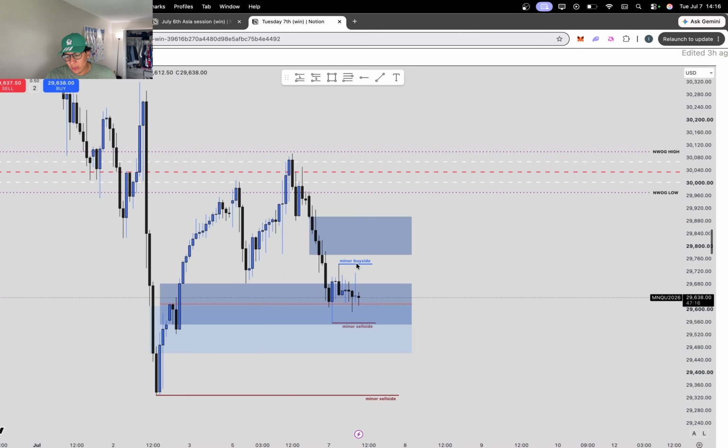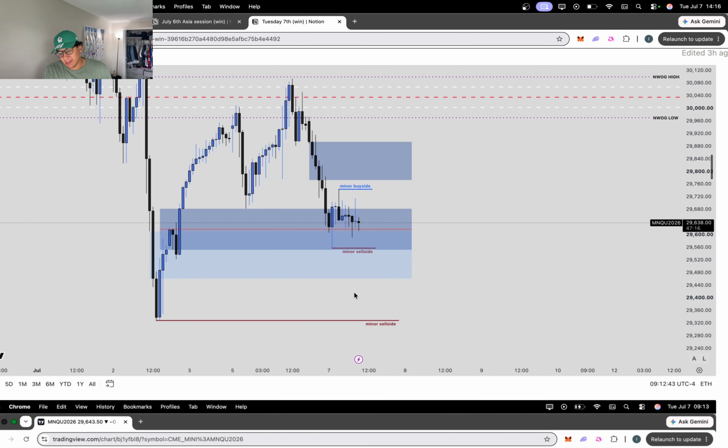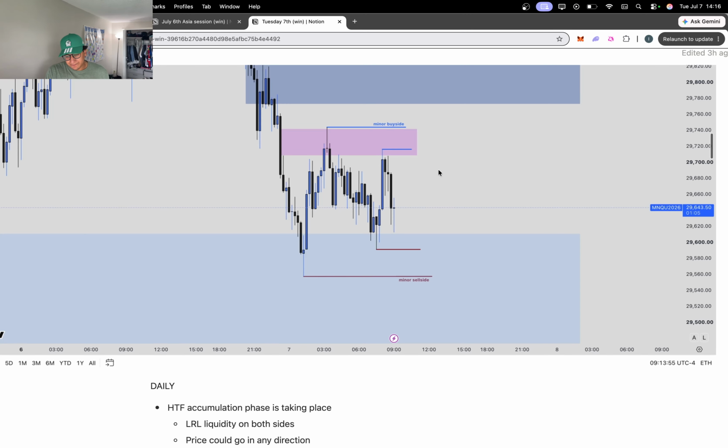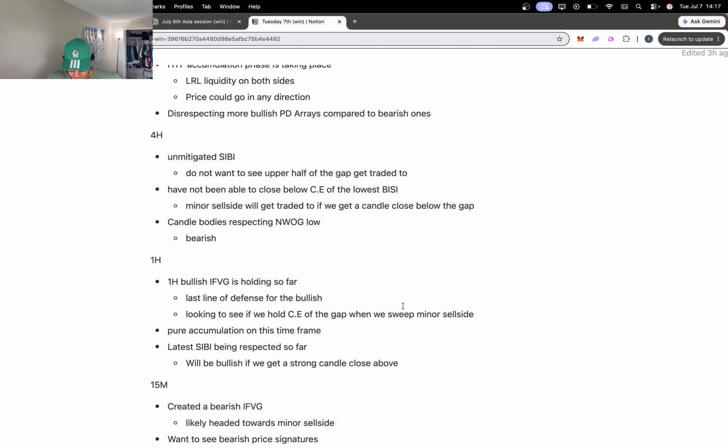Dropping down to the 1 hour, it's a bunch of accumulation. However, we are respecting this 1 hour SIBI. And then I also did note this 1 hour bullish IFG. This is truly the last line of defense. If we close below here, this will get swept, in my opinion. On the 15-minute, I note that we created a bearish IFG pre-market, so more than likely this swing low will get swept, meaning this one will also get swept.